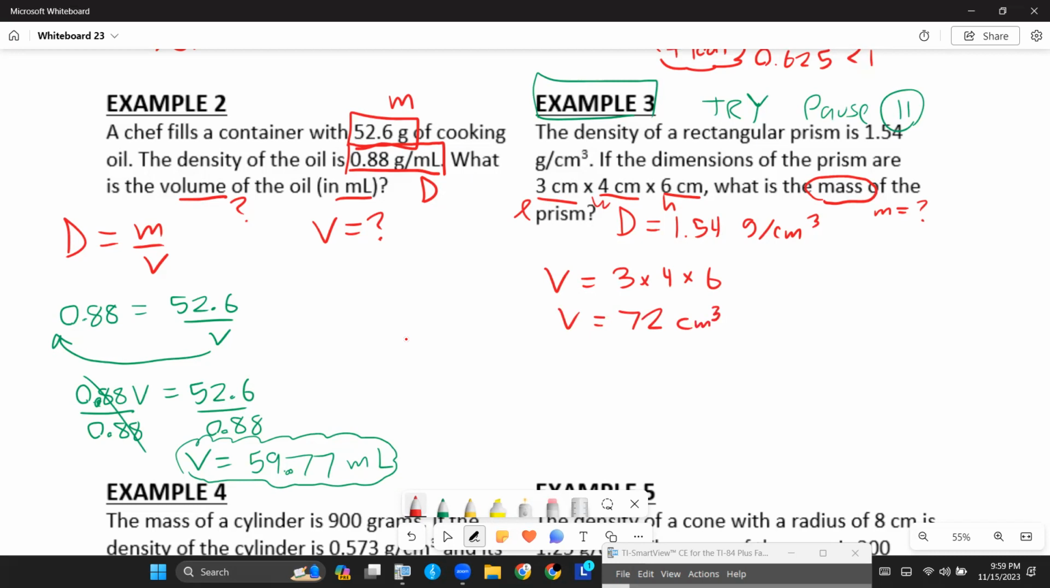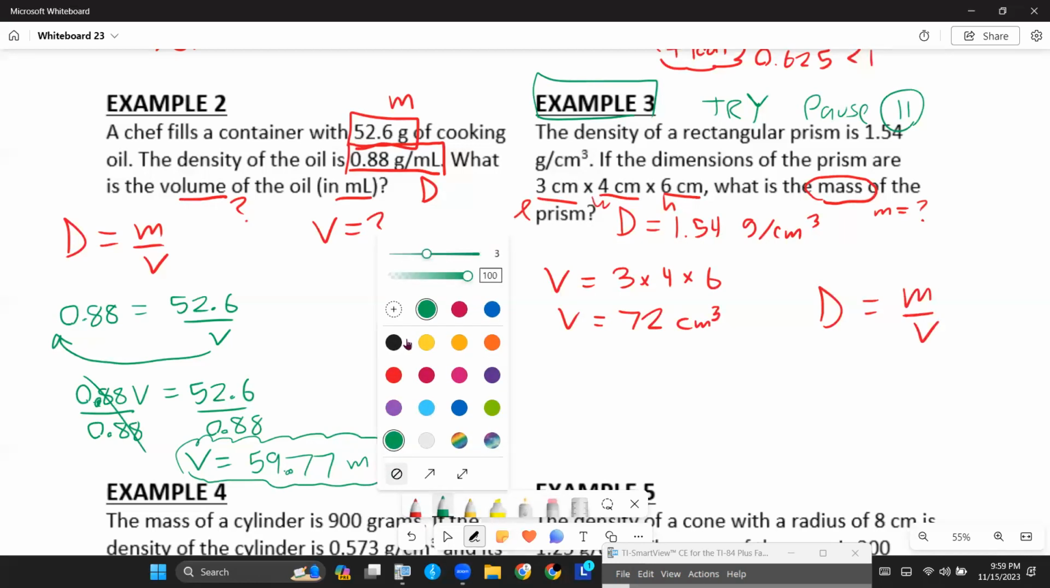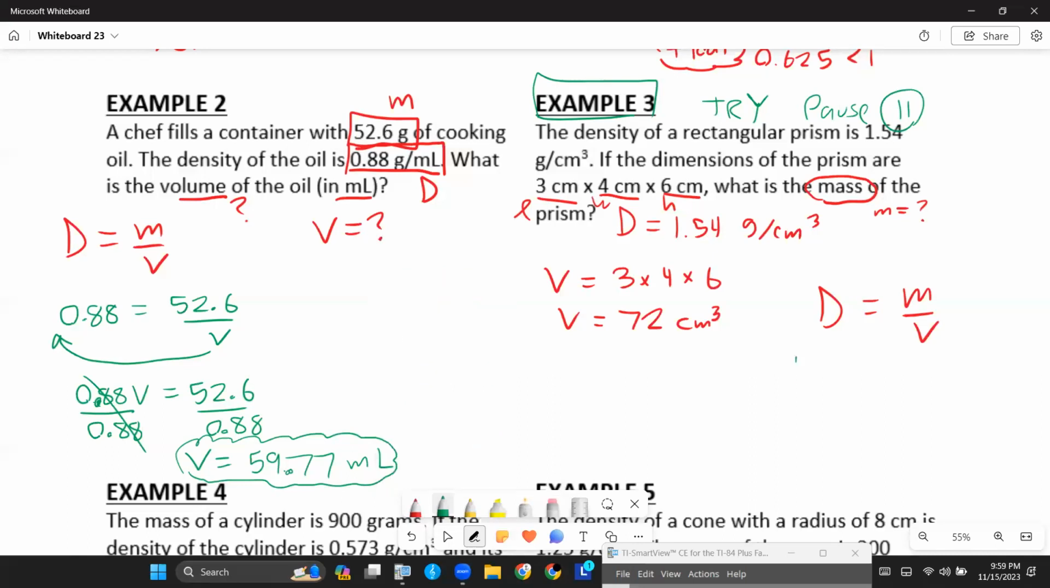So since I have the density and the volume, I can write my formula, D equals M over V, and substitute the things that I have in for it. So let's plug in what we have. We have 1.54 for your density. We have our mass unknown, so I'm going to write M divided by 1.54.